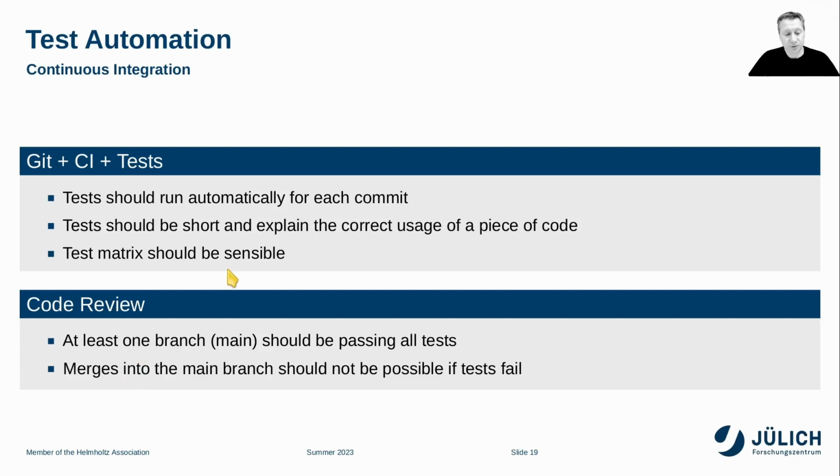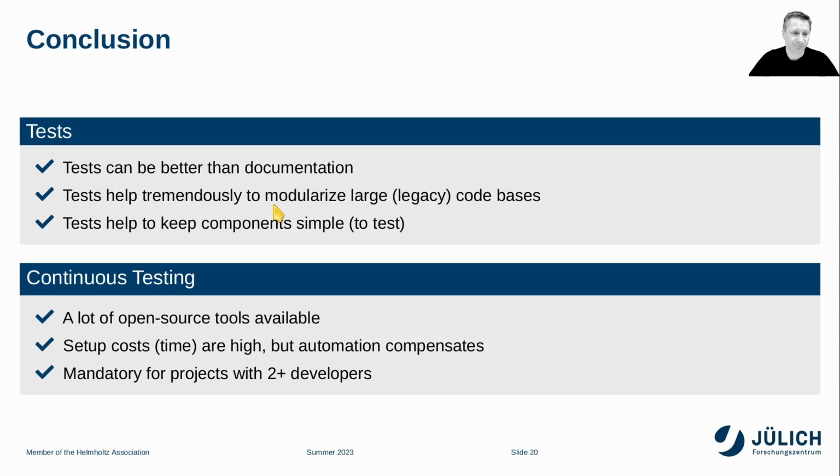If you do a code review, which is usually the case if there's more than one developer, you should make sure that at least one branch, the main branch, passes all the tests, so nothing will get merged into the main branch if the tests fail, because otherwise your software is broken. So make sure to test on feature branches everything you can test before you merge to your master branch.